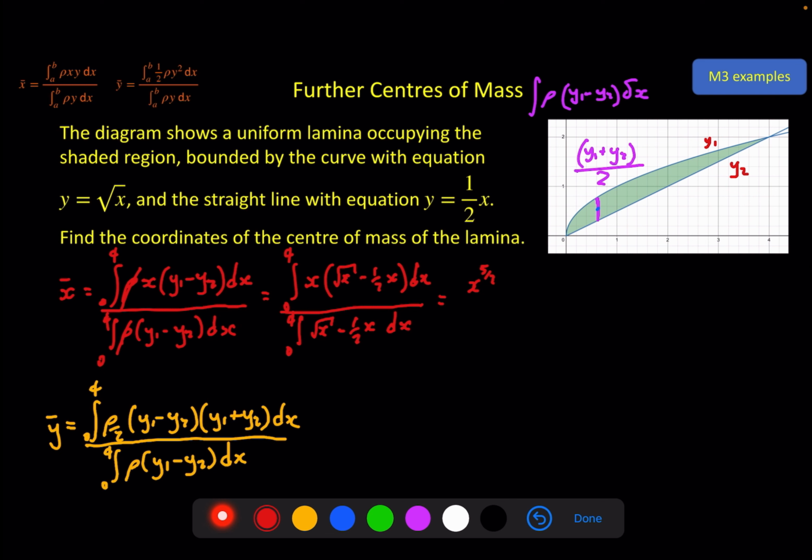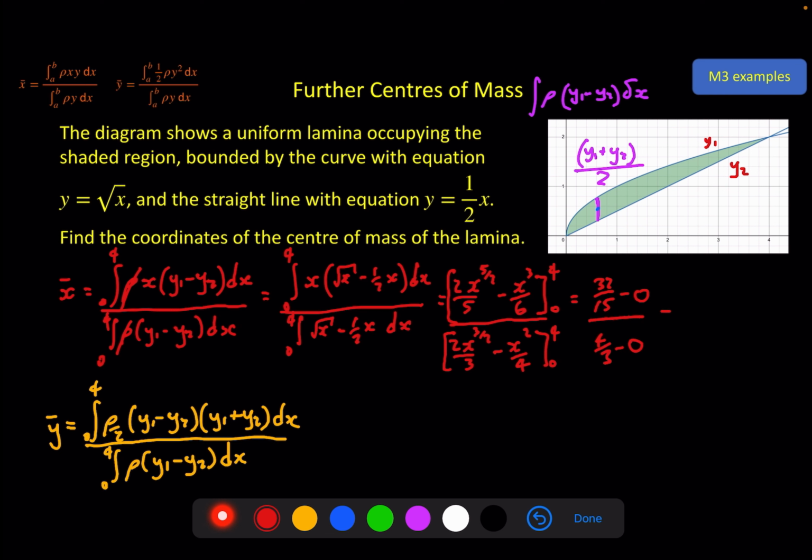x to the 5 over 2, times 2 over 5, minus a half x squared gives me x cubed over 6. It's going to go from 0, which is a nice number, to 4. Here we're going to have x to the half, so that's x to the 3 over 2, times 2/3, minus x squared over 4. That gives me 32 over 15 minus 0 in the numerator, and in the denominator 4 over 3 minus 0, giving a final answer of 8 over 5.